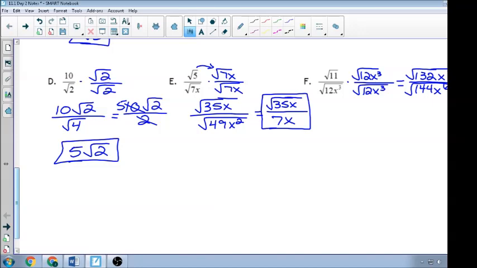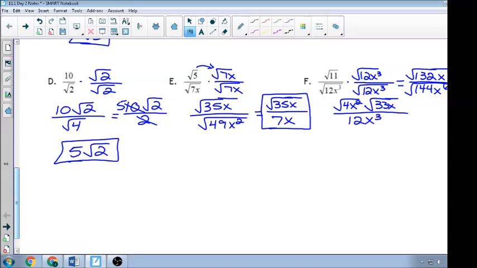At this point, I can simplify the 132x to the third. 132 can be broken into a perfect square and a non-perfect square. It can be broken into 4x to the second times 33x, over 144x to the sixth, which is all perfect squares. The square root of 144 is 12. The square root of x to the sixth is x to the third.